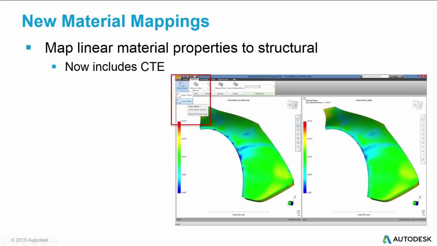As far as new material mappings, we had a lot of customers query about when we're going to support linear CTEs. So with Advanced Material Exchange, we will map over any linear data Moldflow to structural, and now that includes coefficients of thermal expansion as well.